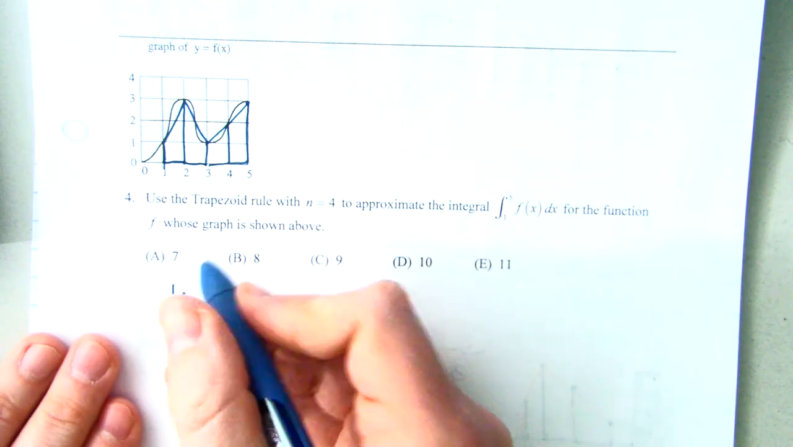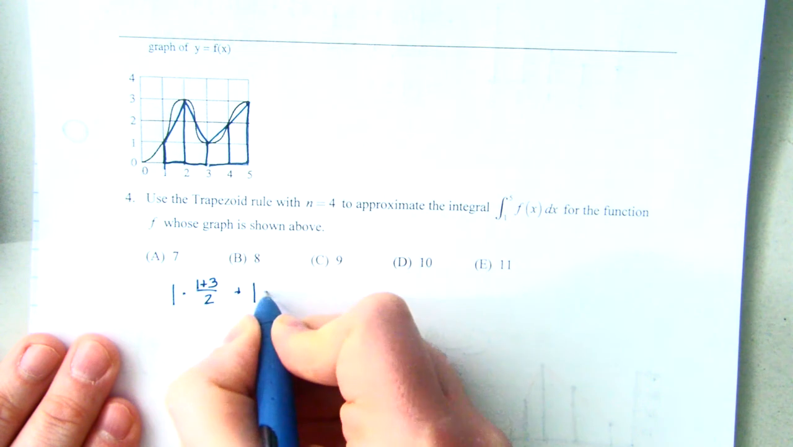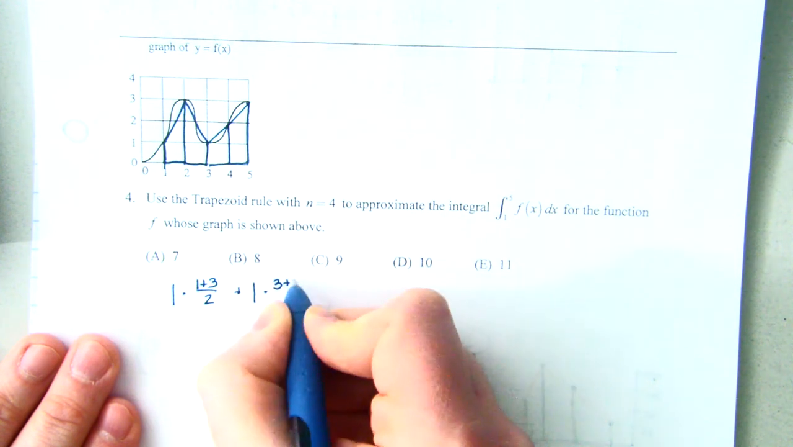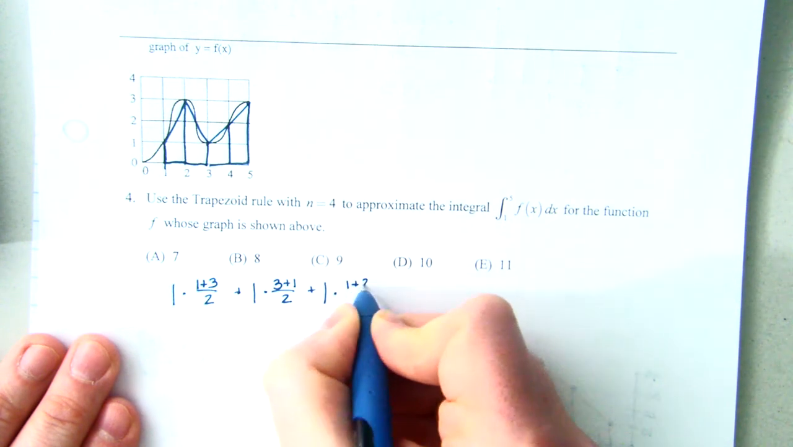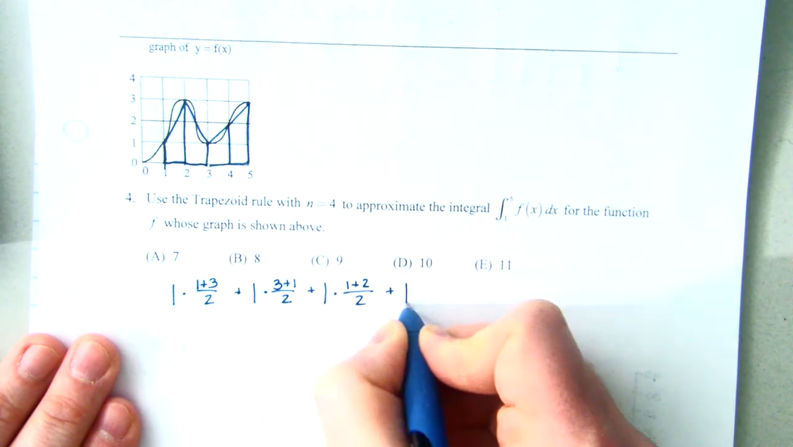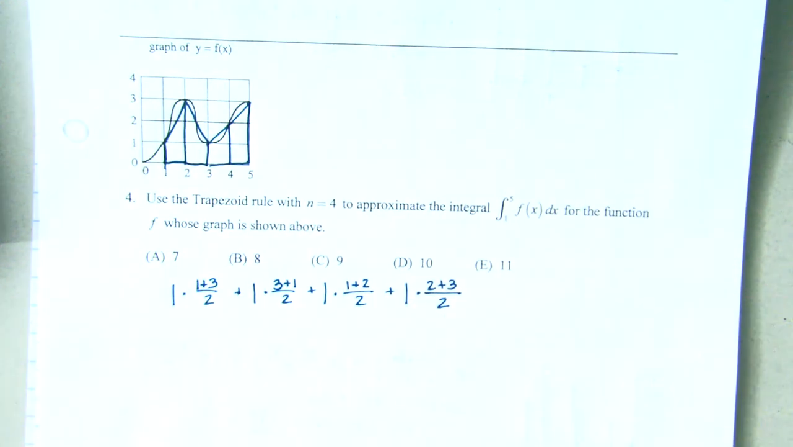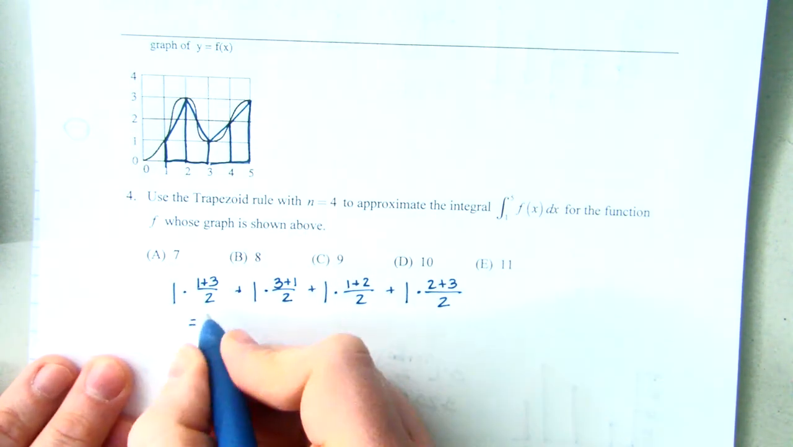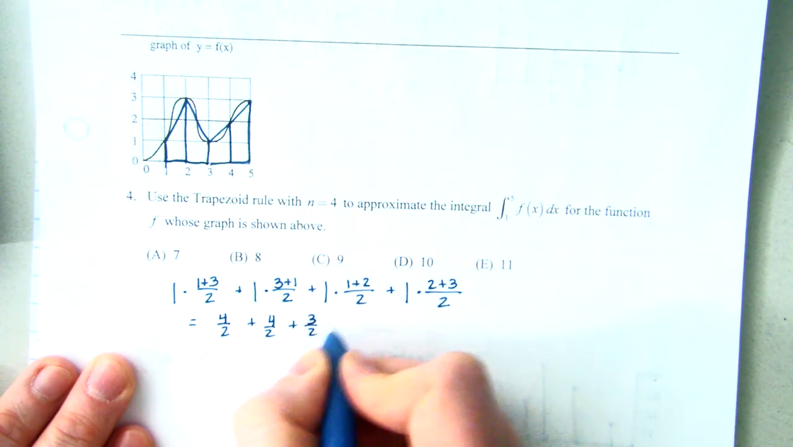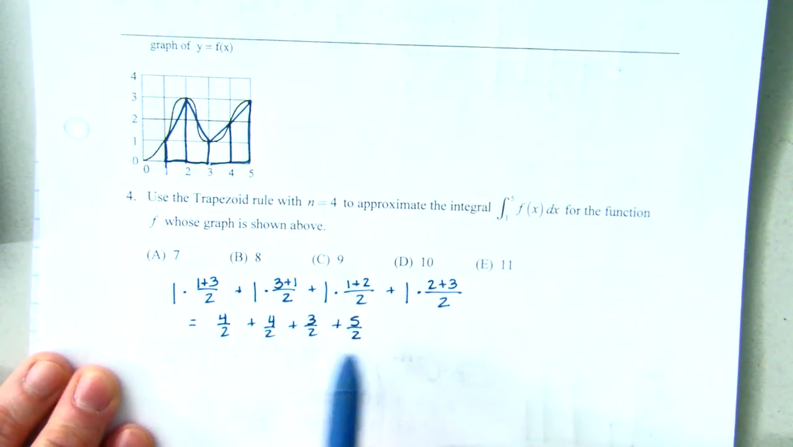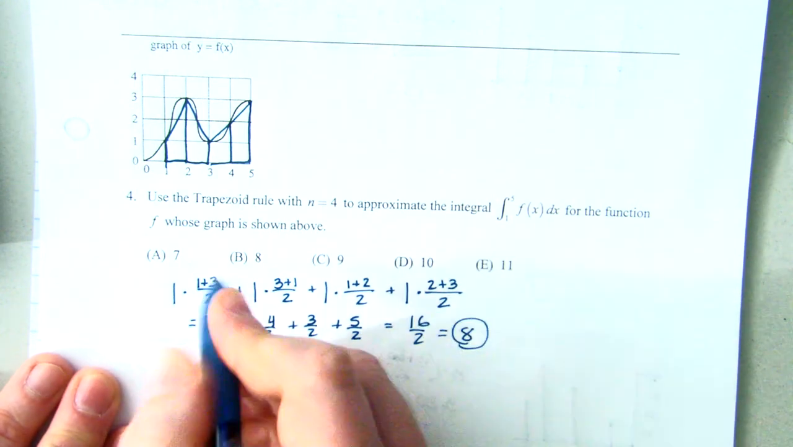First trapezoid, base is 1, height is the average of 1 and 3. Next trapezoid, base is 1, then the average of 3 and 1. Next trapezoid, base is 1, height is the average of 1 and 2. Last trapezoid, base is 1, height is the average of 2 and 3. And look at that. Okay, well, 4 halves plus 4 halves plus 3 halves plus 5 halves. Might as well just keep them all together like this. I am thinking 16 halves or 8.